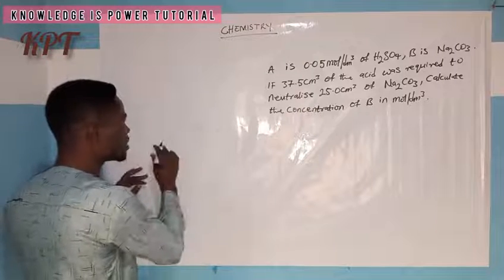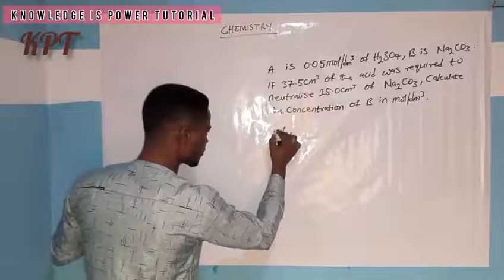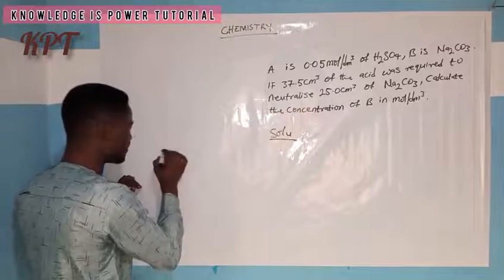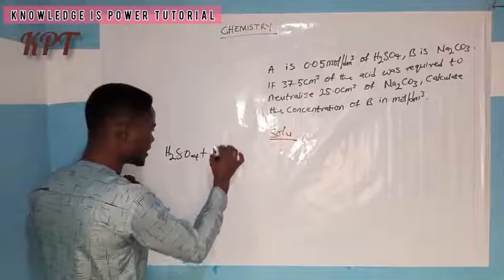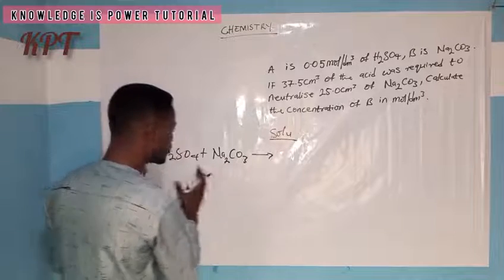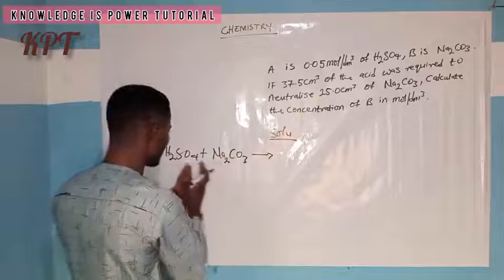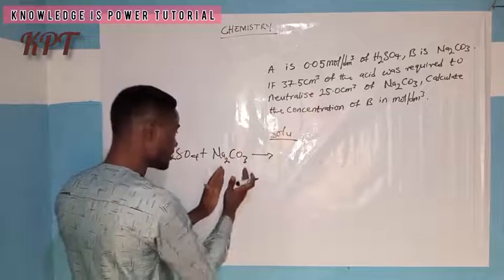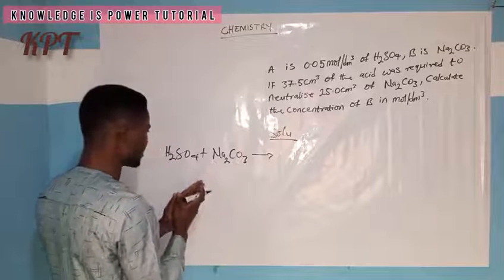For us to solve this problem, the acid in question here is H2SO4, and the base here is Na2CO3. So we're going to write a balanced chemical equation of this acid reacting with this base. And whenever an acid reacts with a base, it's going to give us salt and water. Though this here is a salt actually, it is taken to be a base in this question.